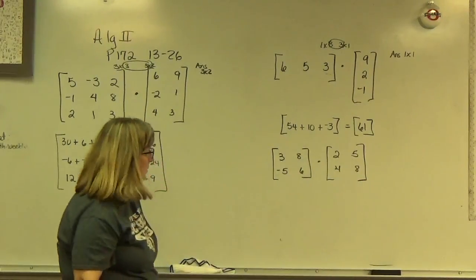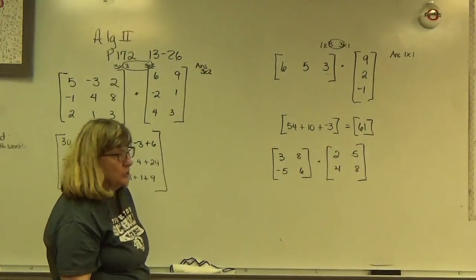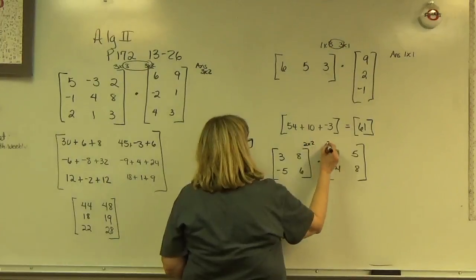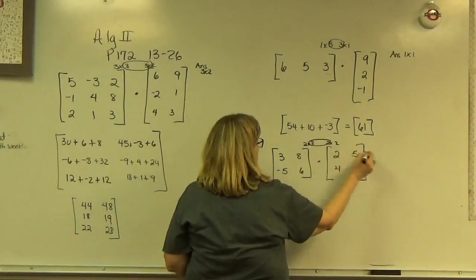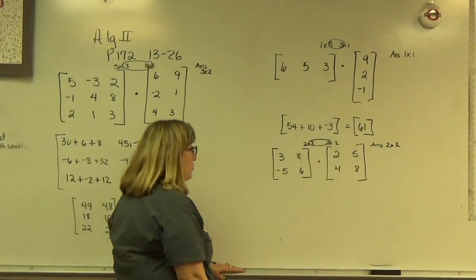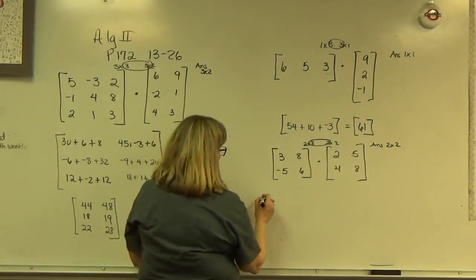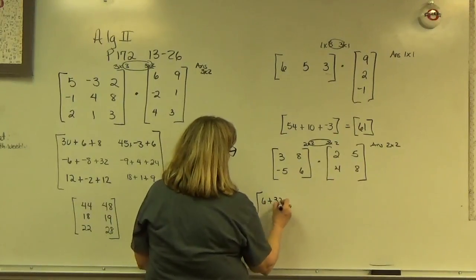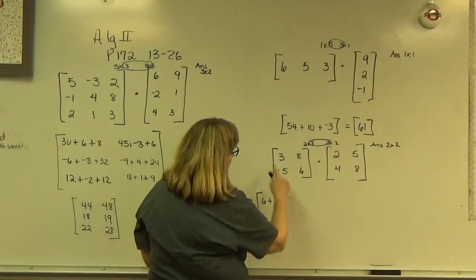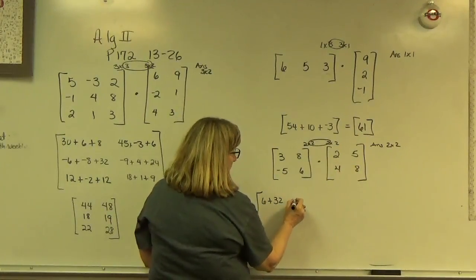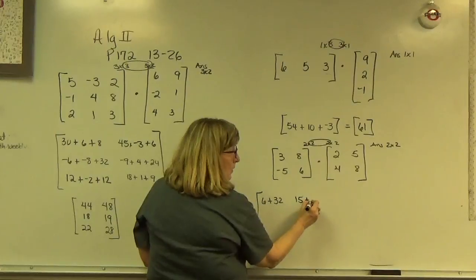Okay. Evelyn, what are the dimensions of each of these? 2 by 2 and 2 by 2. So can we multiply it? Yes. Our answer will be 2 by 2. Okay, so Tatum, you get first row, first column. It would be 6 and 32. Good. First row, second column, Robert. It would be 15 plus 64.